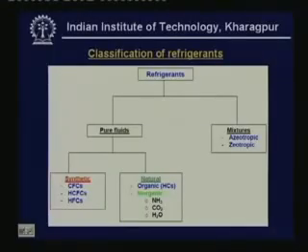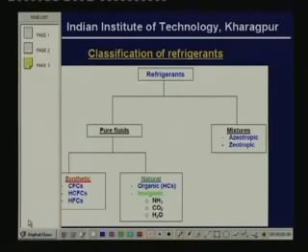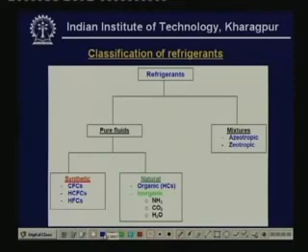Now let us look at the classification of refrigerants. Refrigerants can be broadly classified into pure fluids and mixtures. Okay. So under pure fluids, again you can have synthetic refrigerants. Okay. For example, chlorofluorocarbons CFCs, hydrochlorofluorocarbons HCFCs, or hydrofluorocarbons. These are synthetic pure fluids.